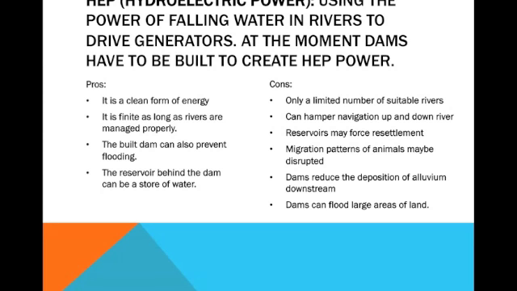Also, it can hamper navigation up and down the rivers. And reservoirs may force resettlement, such as the case in communist China for the Three Gorges Dam, which we'll look at later. Also, the migration patterns of animals may be disrupted, which is never a good thing. Also, dams reduce the deposition of alluvium downstream, which is a con because if there are farmers, they rely on the deposition of alluvium to make their soil really rich in nutrients and minerals. Okay, so dams can also flood large areas of land, which we know is not good.